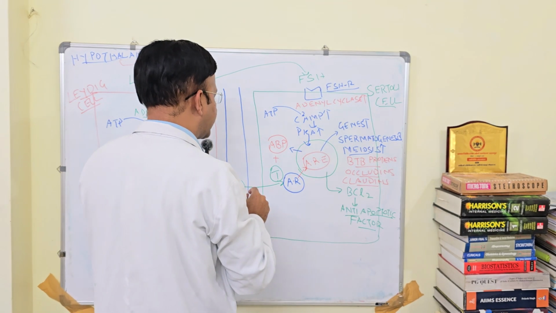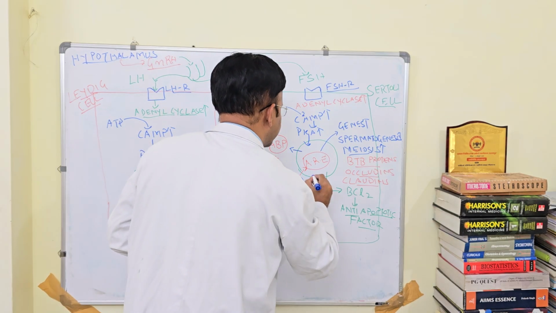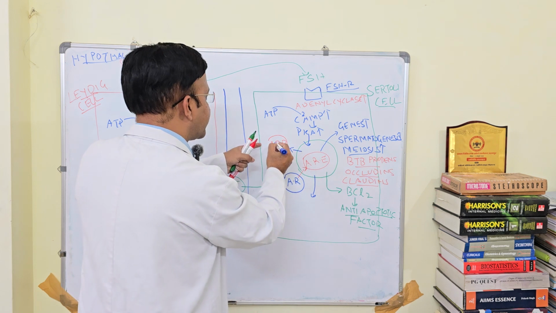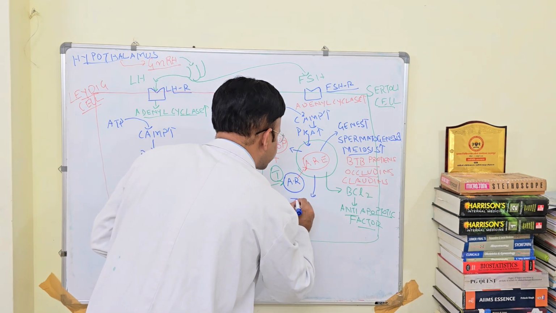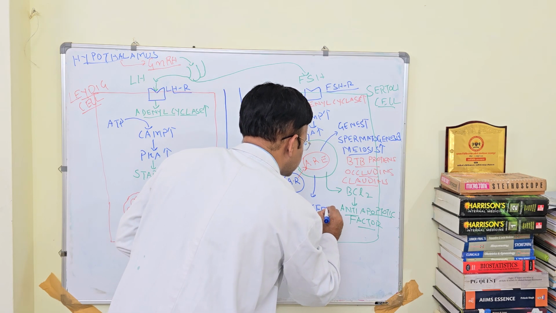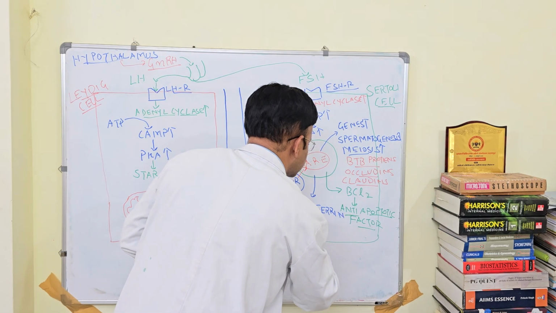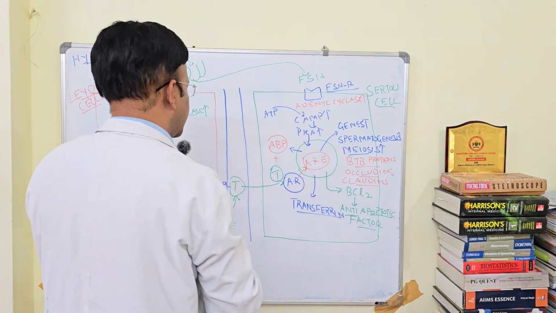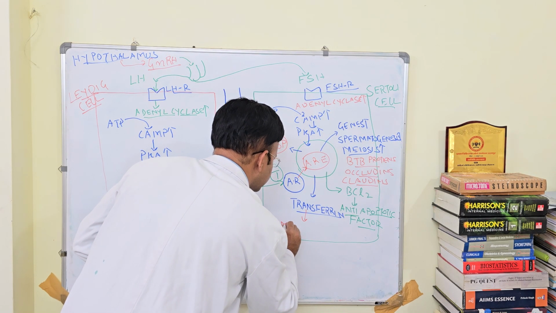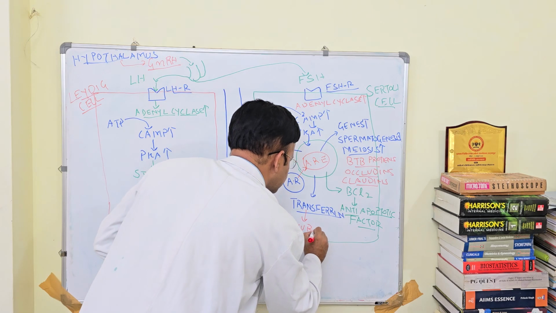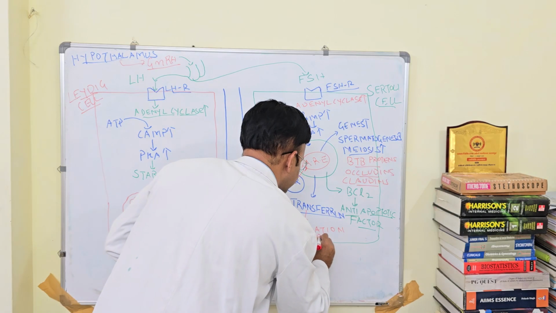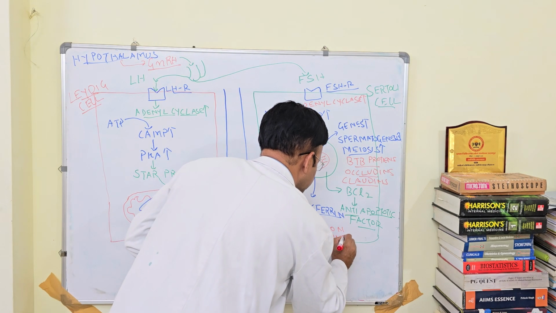Apart from this, this FSH receptor is also going to increase the quantity of transferrin. Transferrin is required for maturation of sperms, right? One effect is androgen binding protein, other effect is transferrin, right? What will transferrin do? It will help in maturation of sperms, right?